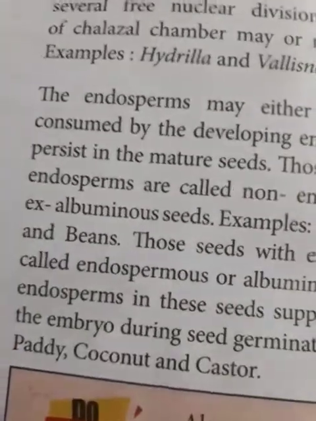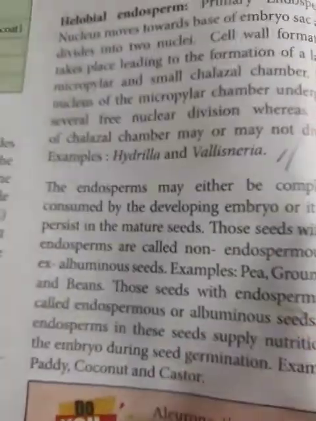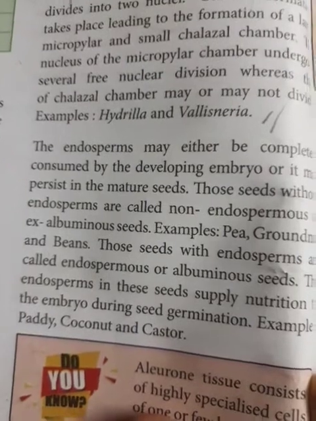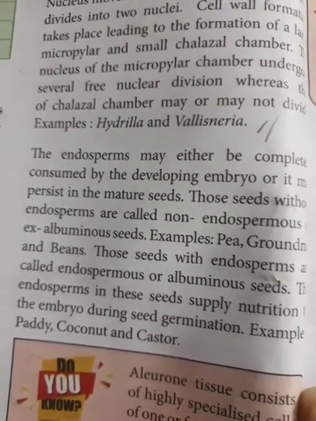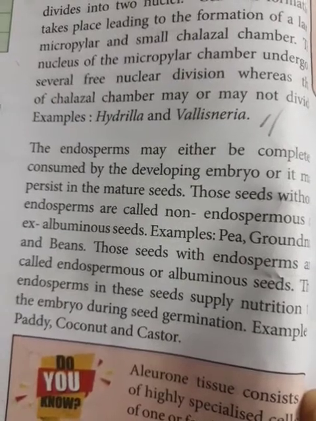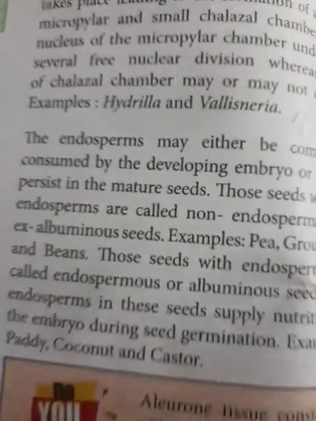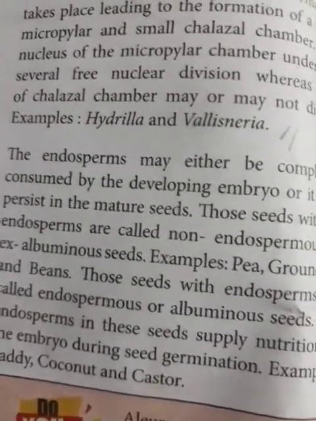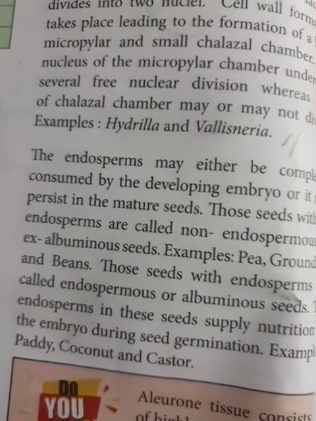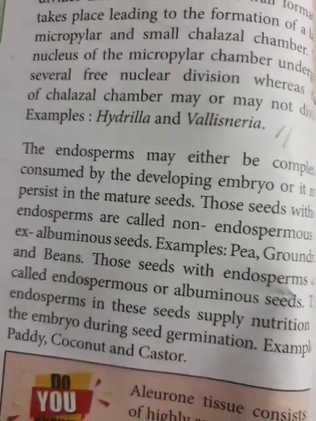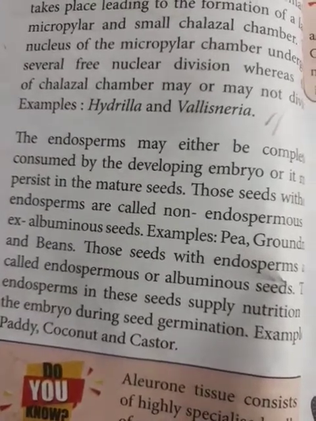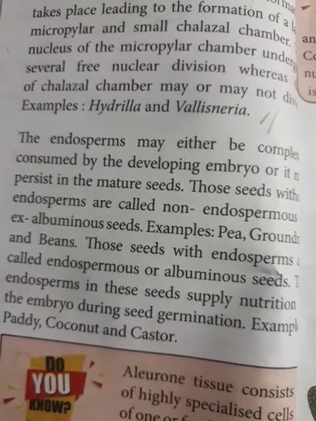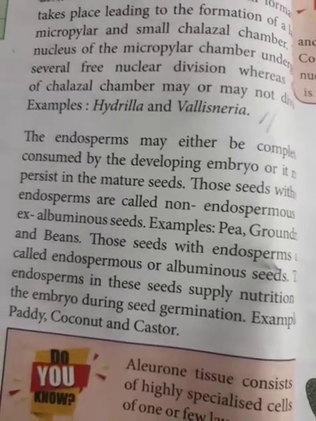Whatever it may be, endosperms may be either completely consumed by the developing embryo or they persist in the mature seeds. Those seeds without endosperms are called non-endospermous or ex-albuminous seeds. These two terms we already discussed in 11th standard. Based on the presence or absence of endosperm, seeds are classified into two types: endospermous seeds and non-endospermous or ex-albuminous seeds. Ex-albuminous seeds, in most cases dicot seeds, include peas, groundnut and beans.